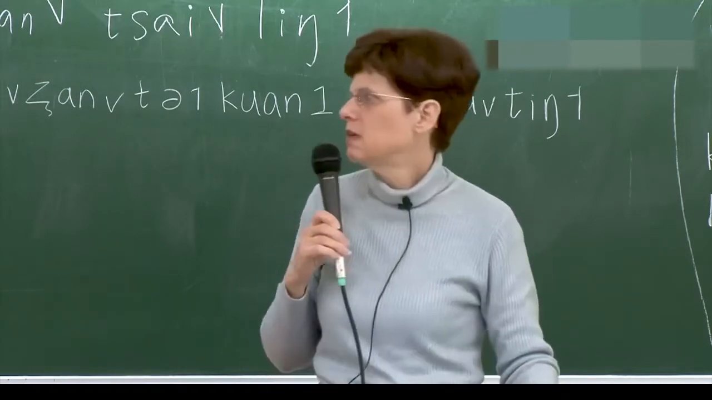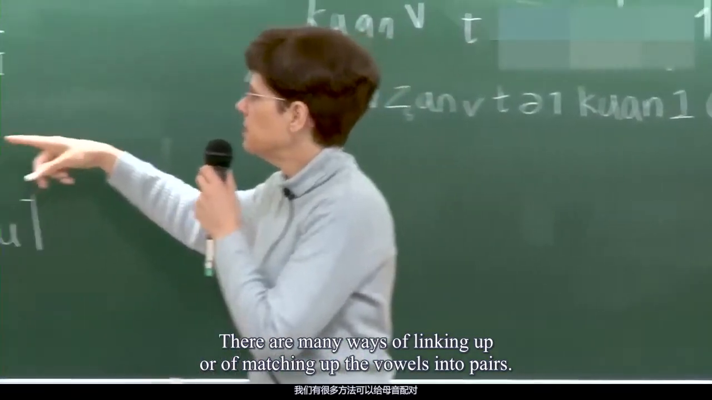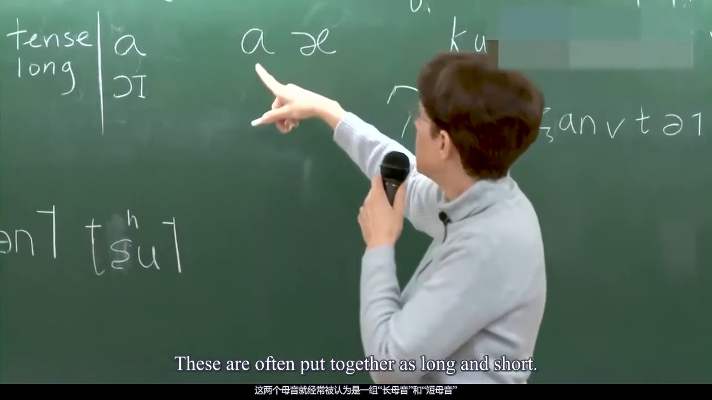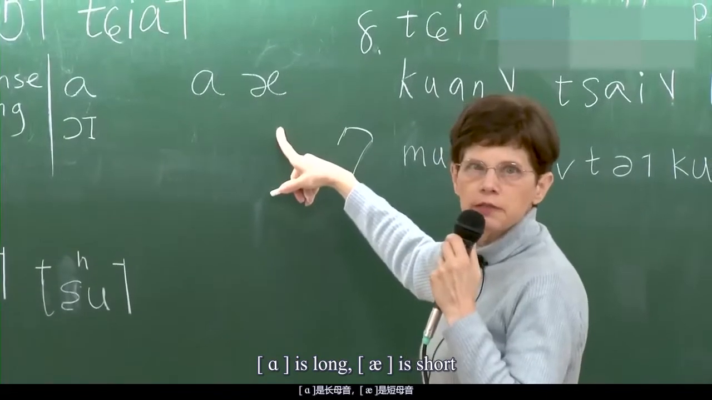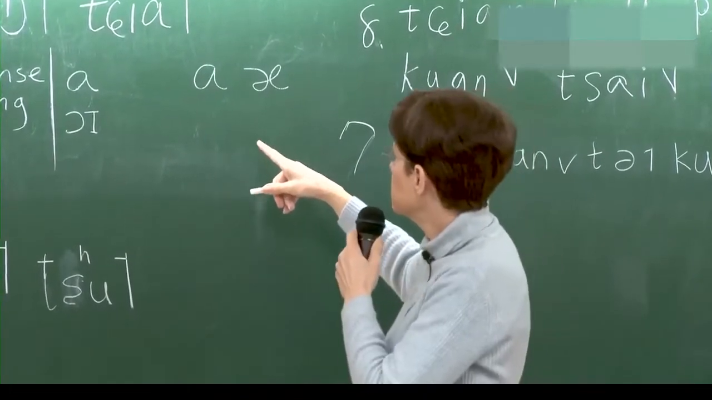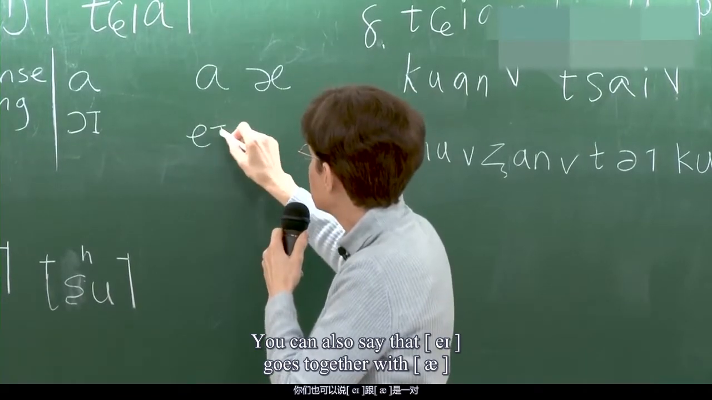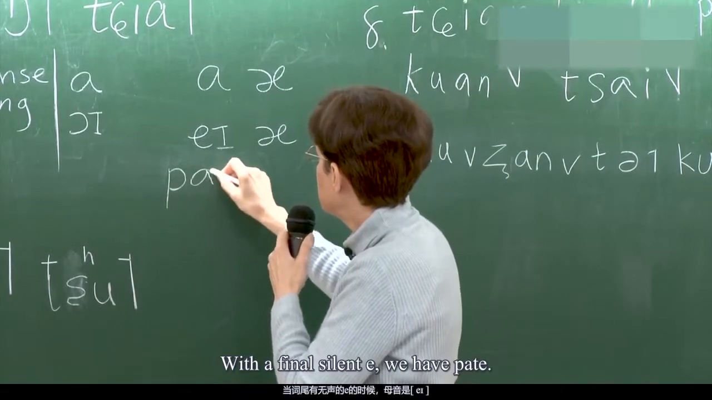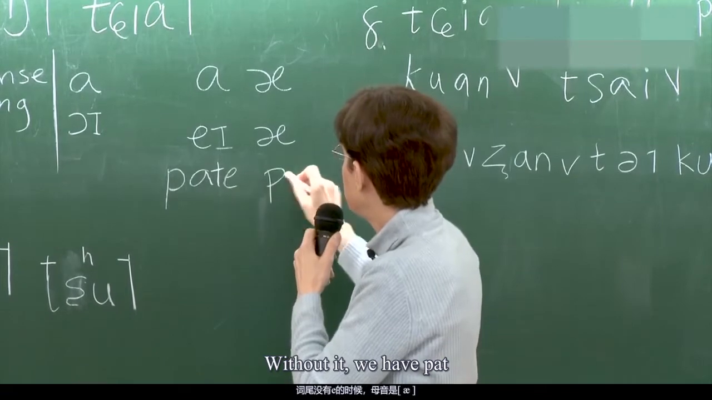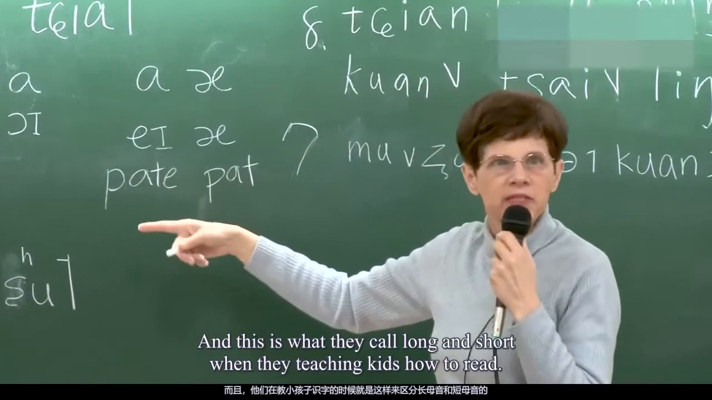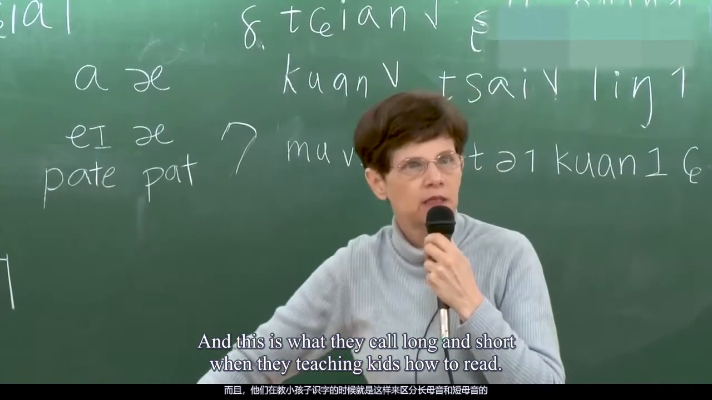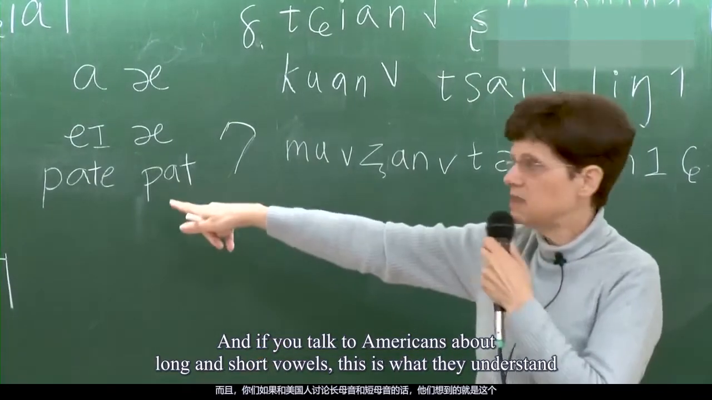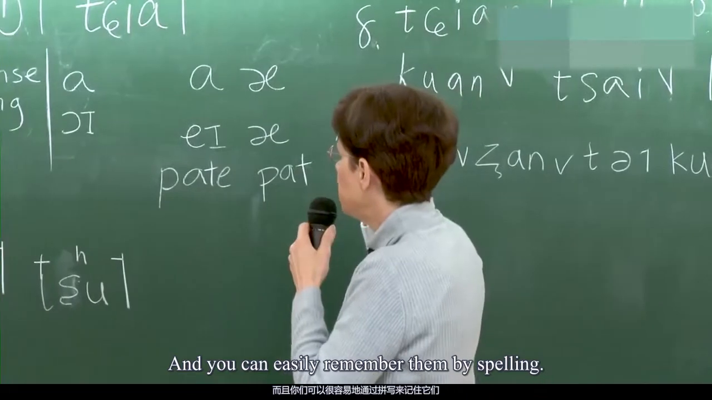This table is confusing. There are many ways of linking up or matching up the vowels into pairs. These are often put together as long and short. Ah is long, a is short. They often go together as a pair. You can also say that a goes together with a because of spelling for historical reasons. So for example, with the final silent e we have pate, without it we have pat. So these form a pair, and this is what they call long and short when they're teaching kids how to read. You should just know that because it exists. And if you talk to Americans about long and short vowels, this is what they understand.